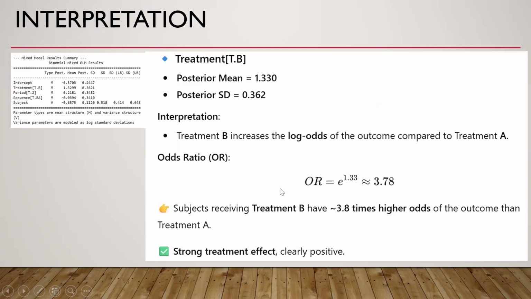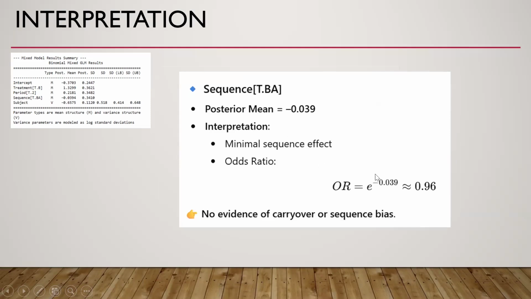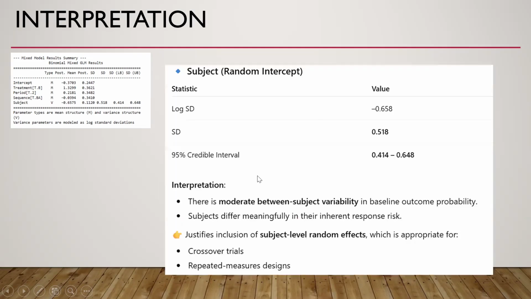And for treatment B, the odds ratio is 3.78. So subjects receiving treatment B have 3.8 times higher odds of the outcome than treatment A. And this is the period effect, which is not significant. And this is the sequence effect, which is not significant.